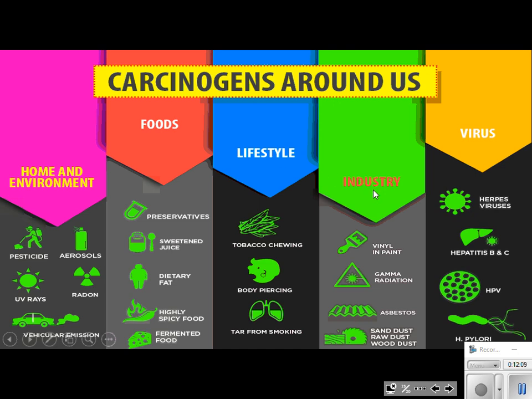Industry, paints. You ever heard of asbestos? We don't have much asbestos around anymore, but I remember at one time part of the ceilings in schools were made of asbestos, so they had to tear it all out. I think asbestos was used in brakes, and also in insulation around pipes, the likes of that. So asbestos. Gamma radiation, viruses: herpes, hepatitis B and C, the HPV virus. So these are all different things that could potentially cause cancer.